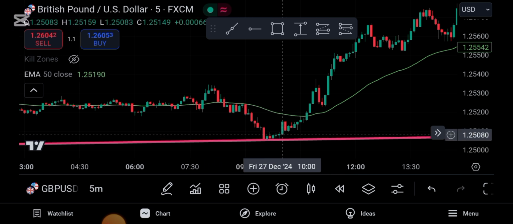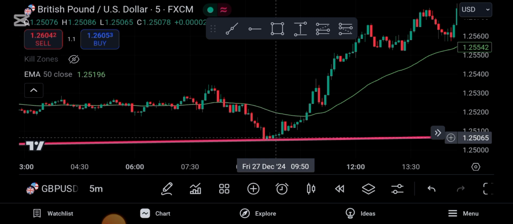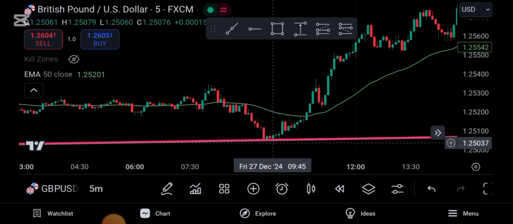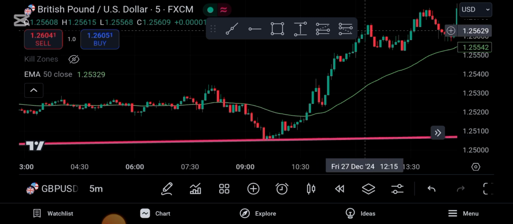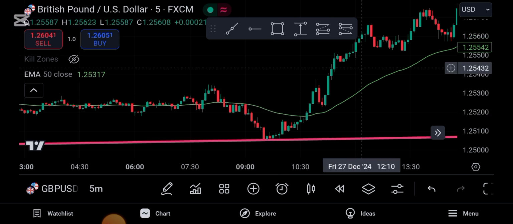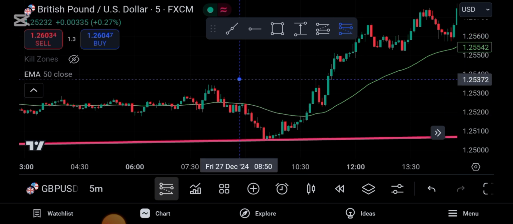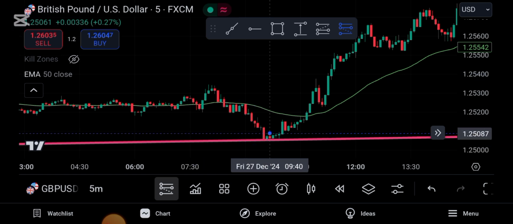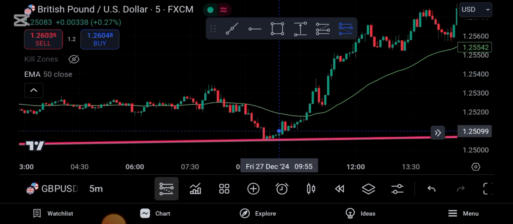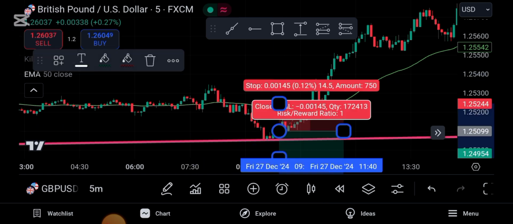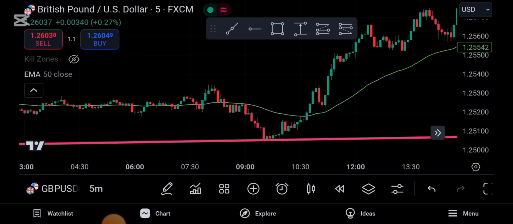So eventually it created two reversal candlesticks to the upside where it pushed even further and went up. I don't even know what kind of risk to reward ratio this one is, but it paid big. Say you got in at the close of that candlestick right there. No, that's not the one.